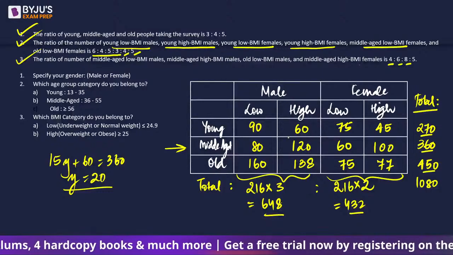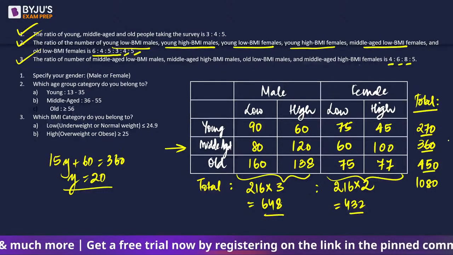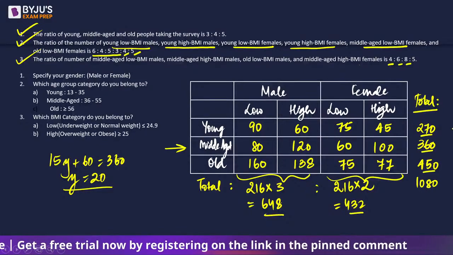Right? 90 plus 60 plus 75 plus 45 is 270, 80, 120, 60, 100, this is 360, and so on and so forth.